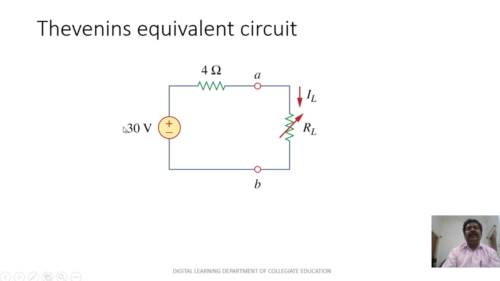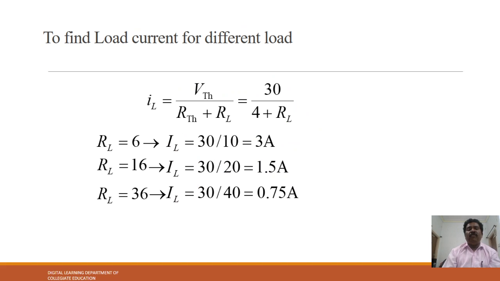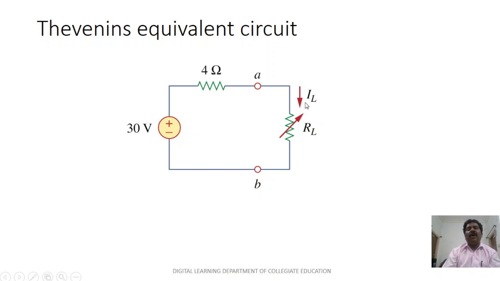Once we get the Thevenin's voltage and Thevenin's resistance, we can have an equivalent circuit from the definition. 30 volts is the VTH value and 4 ohms is the Thevenin's resistance, marking the terminals A and B, and reconnecting the load back to the equivalent circuit. Once we reconnect, we can calculate IL across the load with different values.